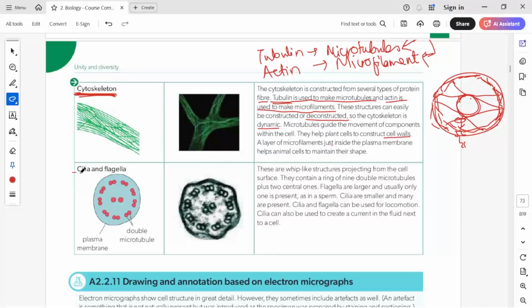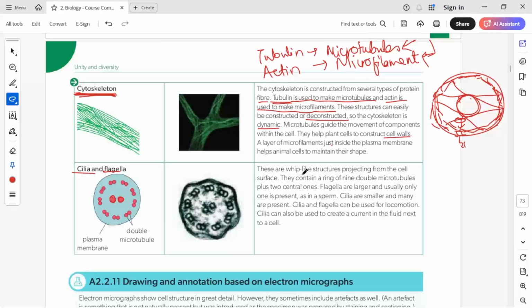So next is cilia and flagella. They help in movement of particular cells. Their structure is something like this. Here also it is made up of microtubules. Nine groups are present, two microtubules each, and in the center a single microtubule. So these two different groups are present, and this will form the structure of a cilia or flagella.